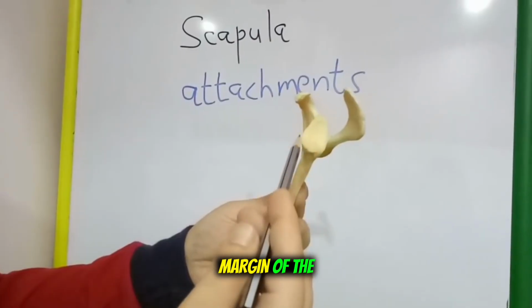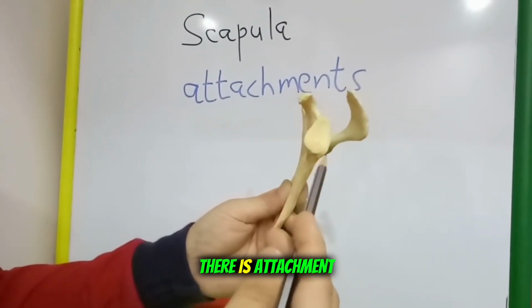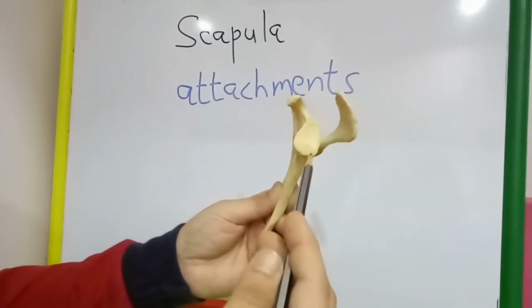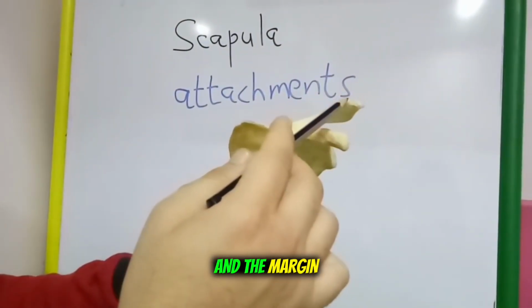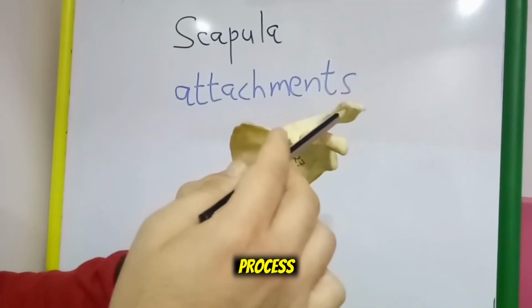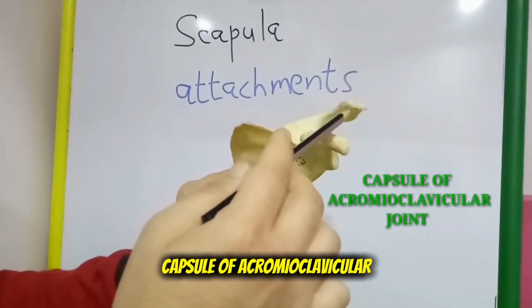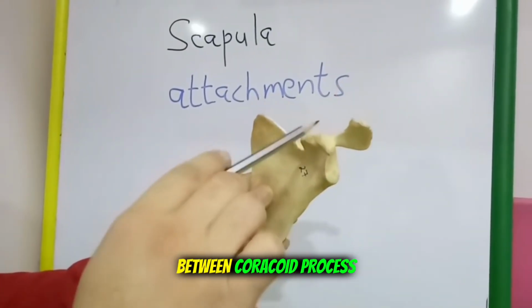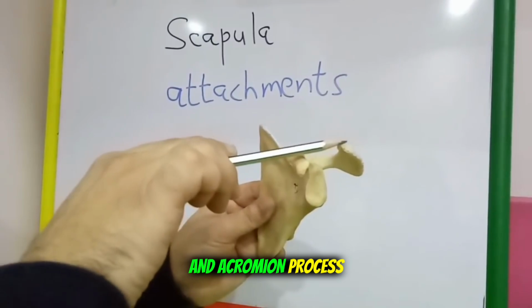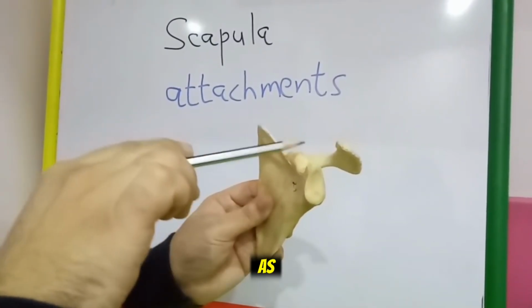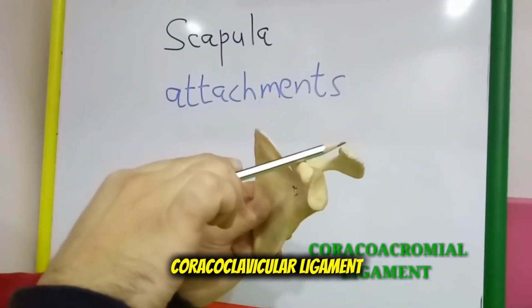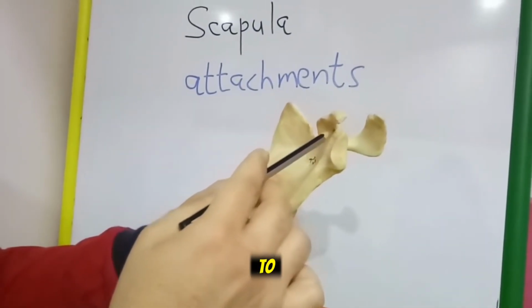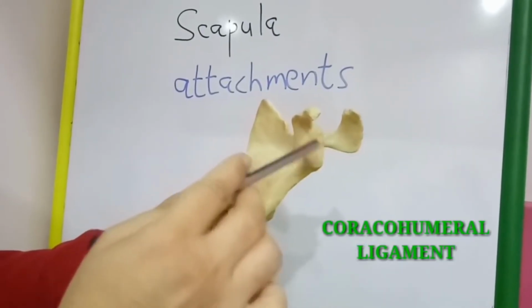Now around the margin of the glenoid cavity there is attachment of glenoid labrum and capsule of the shoulder joint. And the margin of the facet on the acromion process gives attachment to the capsule of acromioclavicular joint. Between coracoid process and acromion process, there is a ligament known as coracoacromial ligament. The root of coracoid process also gives attachment to coracohumeral ligament.